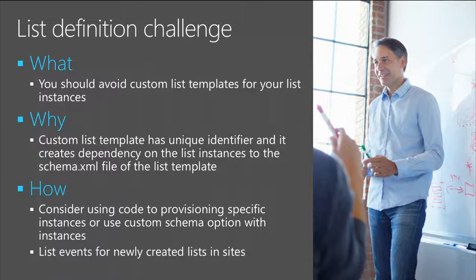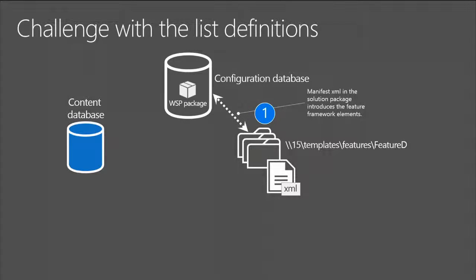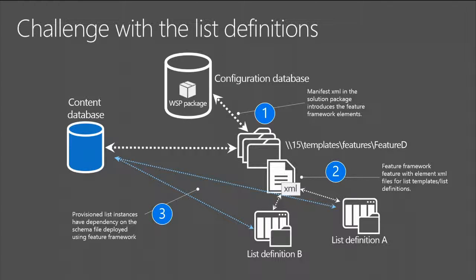So if you're planning to move away from farm solutions at some point, and we're retracting the farm solution from the farm, those lists are no longer available. Well, they are there, but they don't render because the type definition doesn't exist in the farm. And I'm going to show this in practice. So essentially what will happen is that you will have a feature D, which is deploying list definitions A and B, with its schema XML file at the feature framework level, which then creates a dependency in a content database to that file in the 15 Hive. And that is now the biggest challenge.